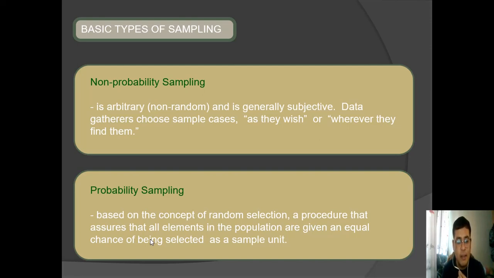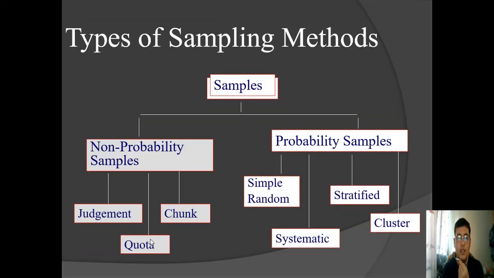While probability sampling naman, this is based on the concept of random selection, a procedure that assures that all elements in the populations are given an equal chance of being selected as sample unit. So usually naman, ang probability sampling ay ginagamit ito sa quantitative research.